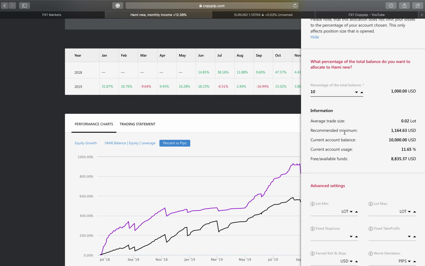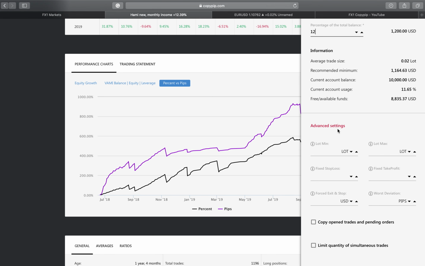Recommended minimum. Many people are asking, what does this mean? This means that the trader normally is trading with this amount of funds in his account. So that's why the system is suggesting this recommended minimum to follow this trader. And if you have less than that, let's say $500, you're gonna use more leverage, which is not good. More leverage means more risk. So I'm just gonna set 12% to meet the recommended minimum condition.